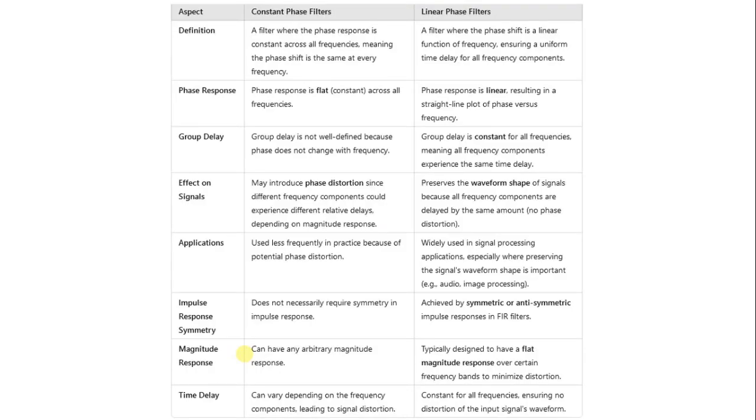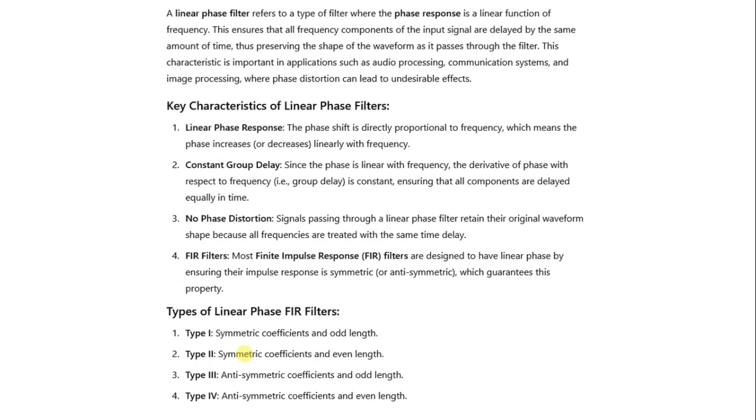So some of the differences between the constant phase filters and the linear phase filters, which I have already discussed. So you can just go through this. Okay. So next is a linear phase filter. A linear phase filter refers to a type of filter where the phase response is a linear function of frequency, which I have already seen.